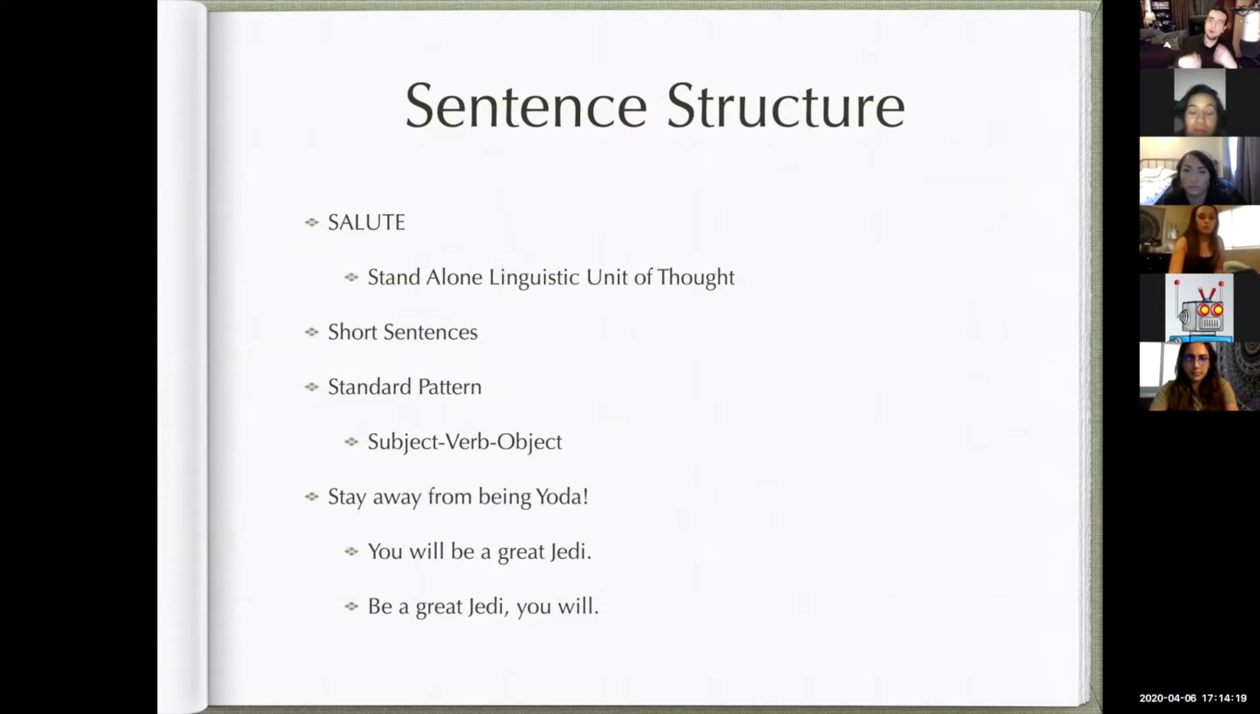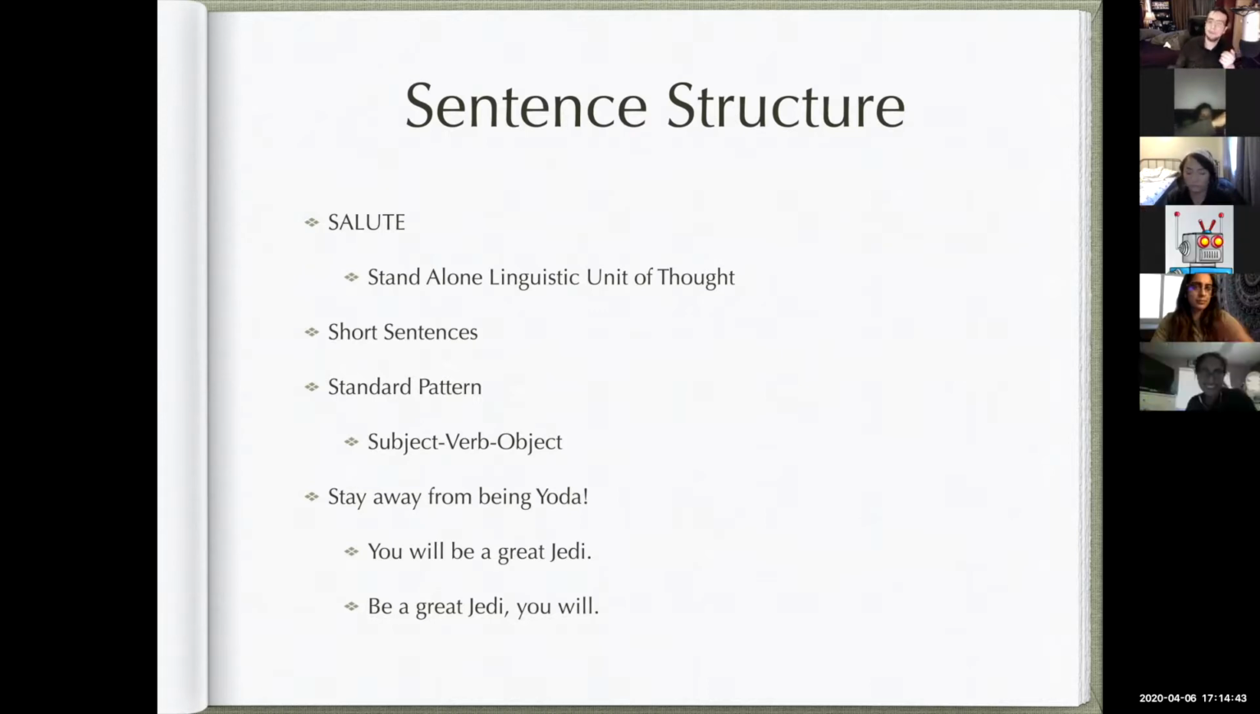If you're trying to cram a whole bunch of ideas into a sentence, a great solution for that is another sentence. Short sentences are a little bit easier to digest, and people can only really hold about 3 to 5 ideas in their head to begin with. So that's going to be an easier way for people to not just digest it, but also for you to write it. And we want to keep with a standard pattern: subject, verb, object.